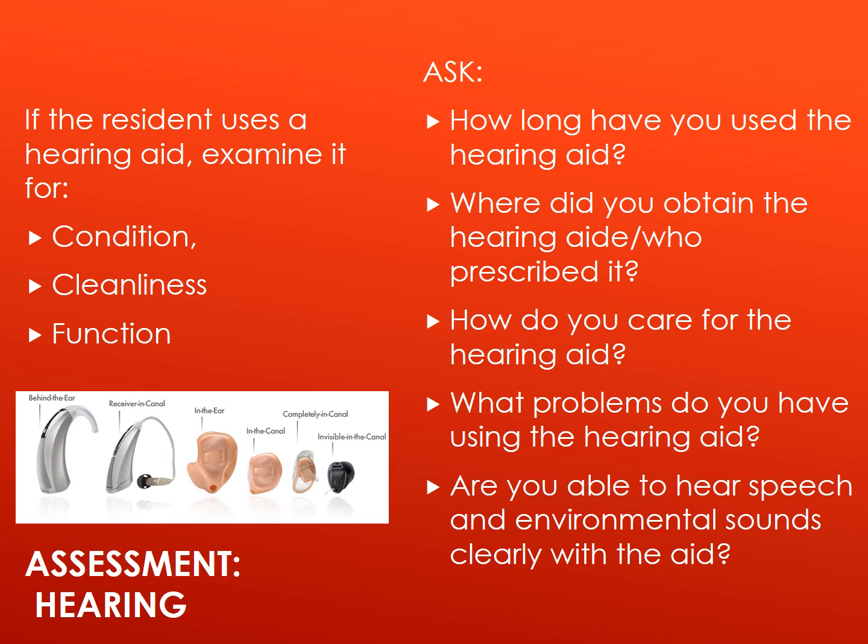If the resident uses a hearing aid, examine it for condition, cleanliness, and function. Questions related to the hearing aid that you'd want to ask include, how long have you used the hearing aid? Where did you obtain the hearing aid? Who prescribed it? How do you care for the hearing aid? What problems do you have using it? Are you able to hear speech and environmental sounds clearly with the aid? If the resident has a hearing aid but won't wear it, it's important to find out why, as perhaps that problem could be rectified.